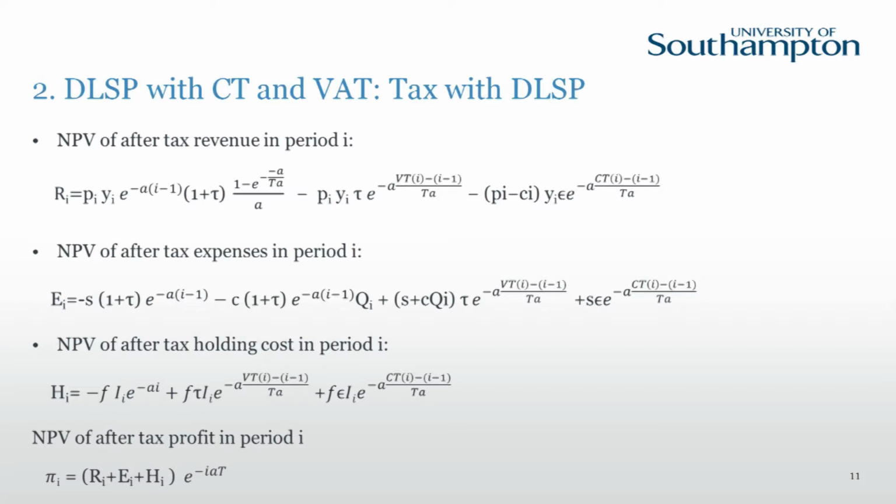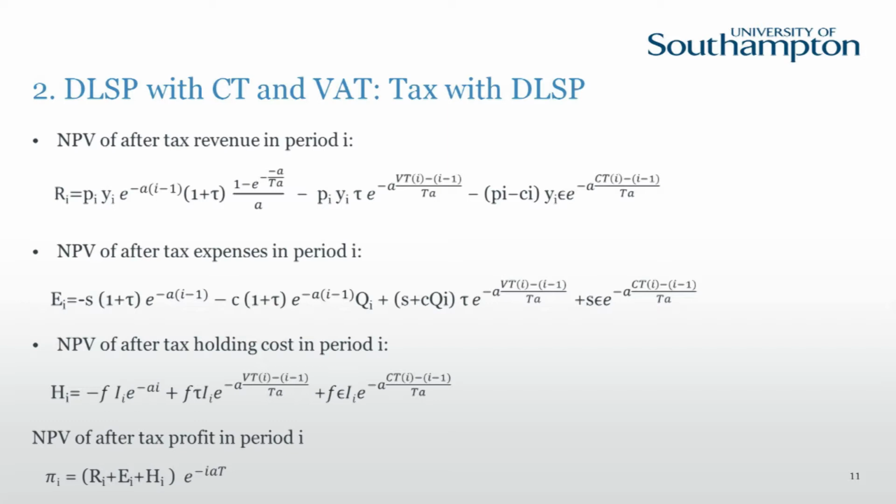There are three main components: one is the NPV of the after-tax revenues, another one is the cost, and another one is the holding cost. Revenue is very easy to generate, which is sales from your product or items. So p is the price and y is the demand. When we're selling this product, we add the tax payment tau here, which is the output VAT payment. This output VAT payment can be claimed back, but not at the moment, in future times.